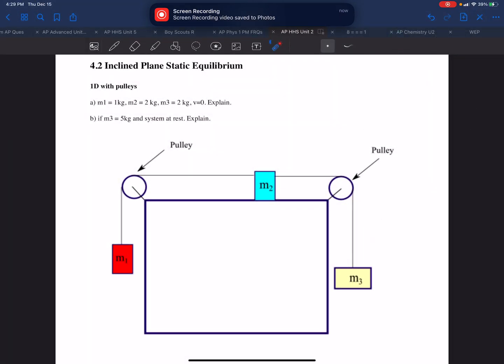In this installment, we're going to take another look at what we've looked at many times already, which is an Atwood's machine, or a modified Atwood's machine. This one's a little more sophisticated than what we've seen before, but it basically comes down to static equilibrium.